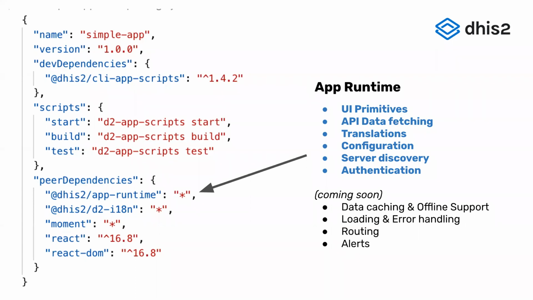We have API data fetching, which, again, I'll get into in a minute, but that basically allows us to have a consistent way to fetch data from the DHIS2 API, as well as to write data to the DHIS2 API, and to cache it and to do all sorts of transformations on that data. That's also done in a declarative way, which I'll get into in a minute. This also does things like translation, configuration, server discovery, and authentication. And soon it will do more data caching, offline support, and loading and error handling as well.